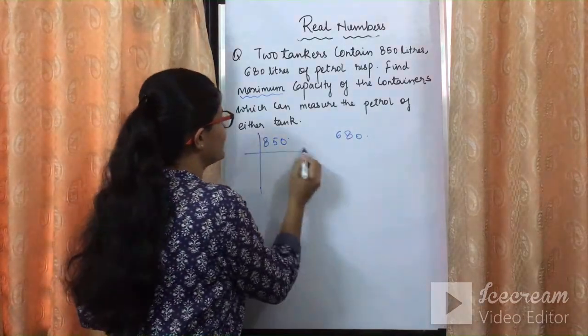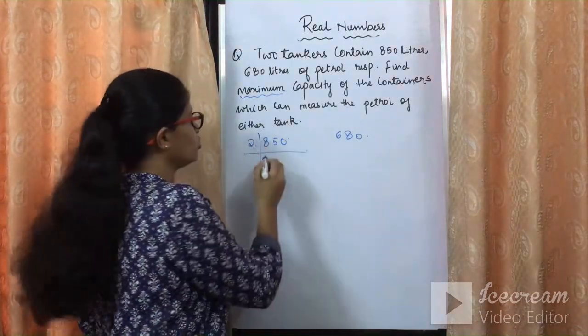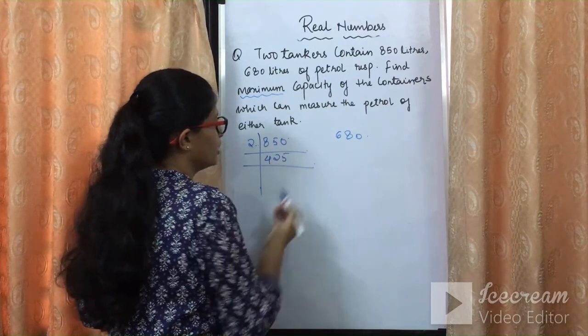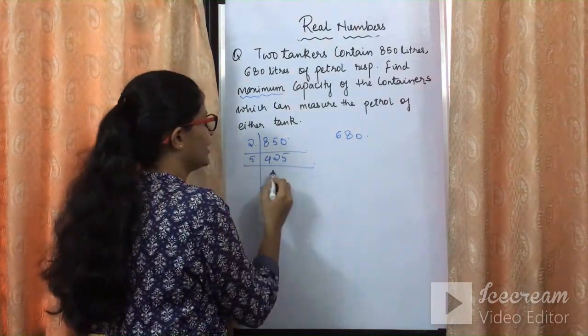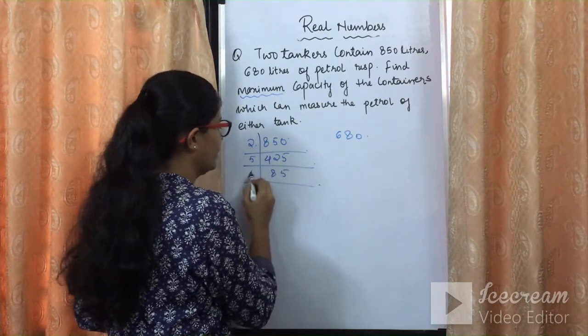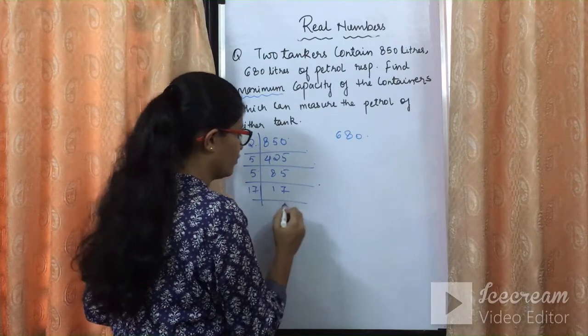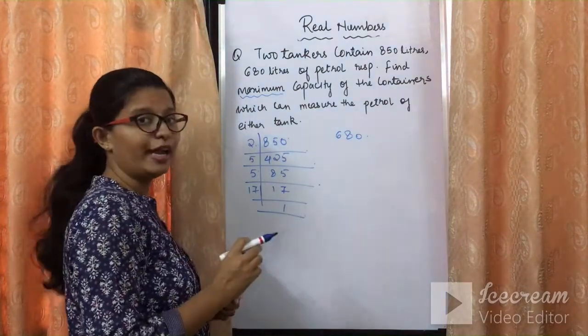So let's factorize it. It can be divided by 2, 425; now it can be divided by 5, which gives 85; again by 5, 17; 17 and 1. So these are the factors for 850.